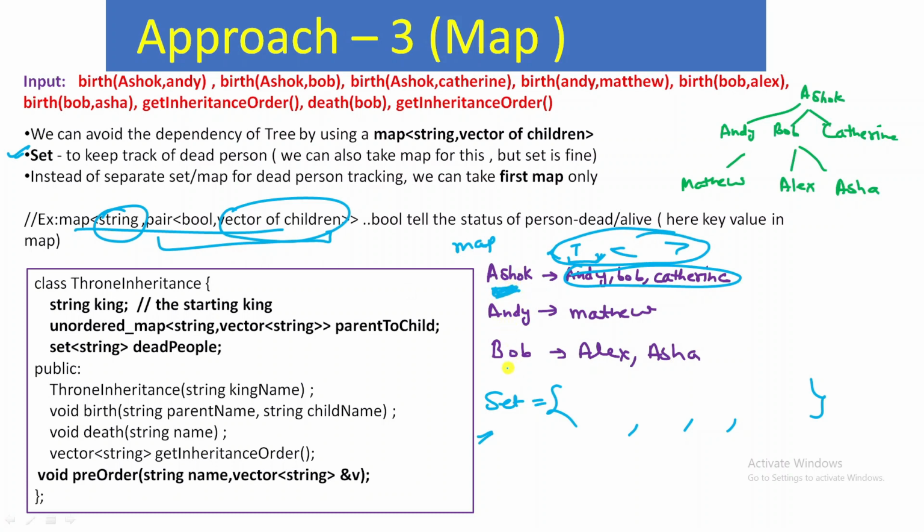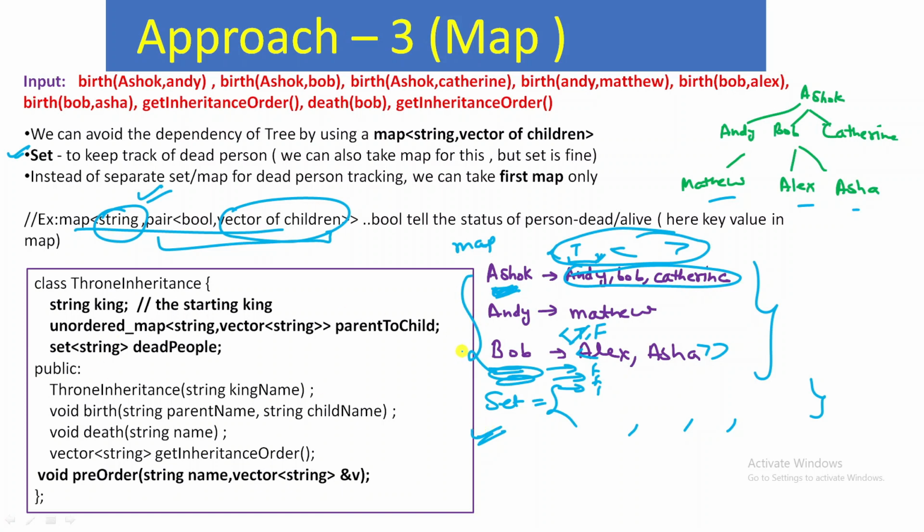In the same way, let's say Bob has died. After some time Bob has died, so we will have this field true, and Alex and Asha. Now when he has died, we just change this to false. This way you can keep track of the dead person, or you can take a separate set. If you implement via this map, you can have Matthew, Alex, the leaf nodes also, and by default their status will be false. It depends on how you are implementing.